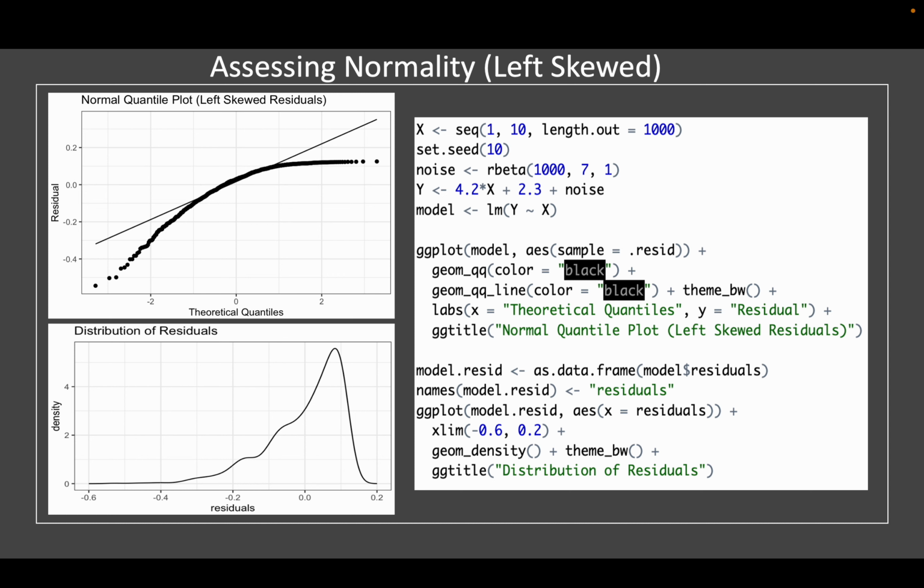And then I'm switching the shape 1 and shape 2 parameters to simulate a left skewed distribution of the random errors, again using the beta distribution function. And the normal quantile plot now shows an upside down U, which is additionally validated by the distribution of the errors shown below using the density function, which shows a distribution that corresponds with the left skew.